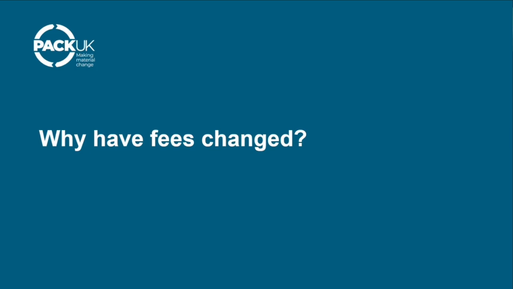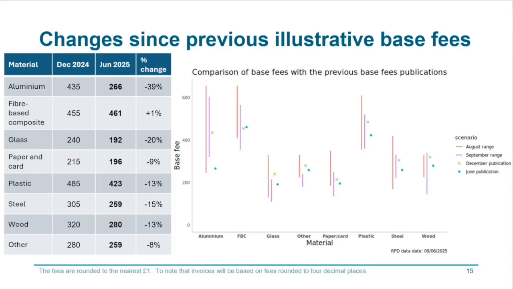I'll now go through why fees have changed over our progressive publications. So when we compare the 2025 fees with past publications, these are all within the ranges of previously published illustrative base fees. When we compare them specifically to those published in December, generally the base fees have fallen, ranging from a reduction of 8% for other packaging to a 39% reduction in fees for aluminium. The exception to this is fiber-based composites, which have increased by 1%.